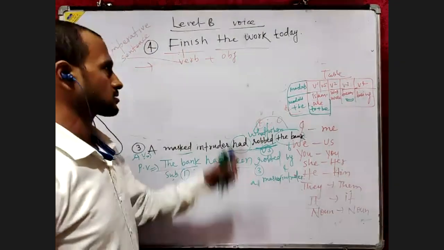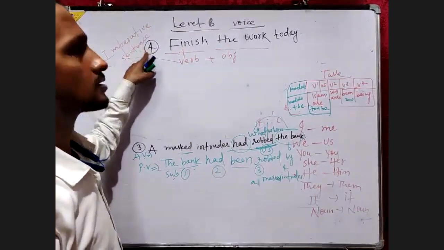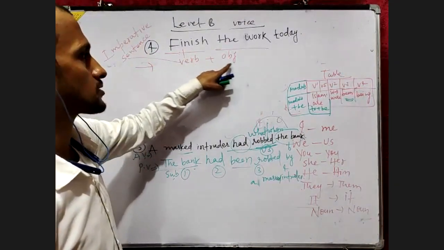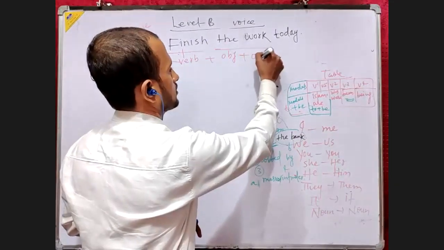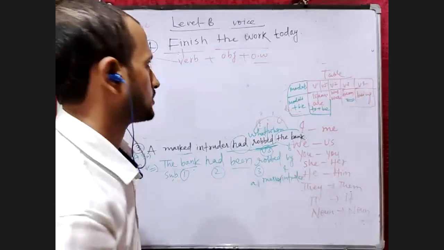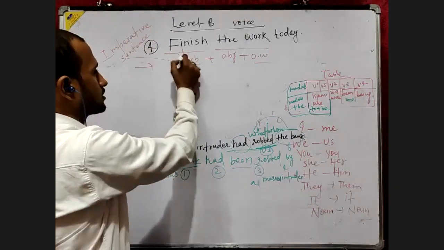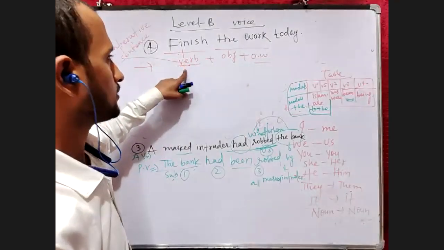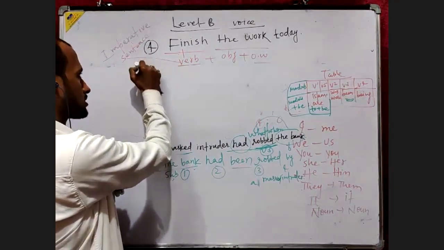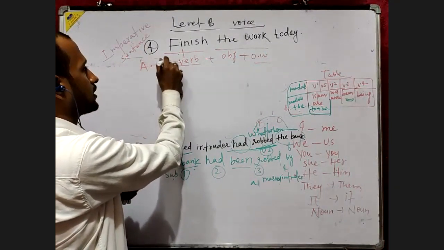If a sentence is beginning with a verb, that sentence is called an imperative sentence. The structure of an imperative sentence is verb plus subject plus other words. Other words may or may not be written, it depends on the sentence. But if a sentence begins with a verb, it is an imperative sentence. And if it is verb plus subject plus other words, then it is the structure of active voice.